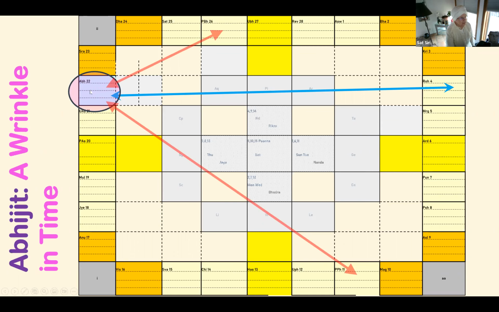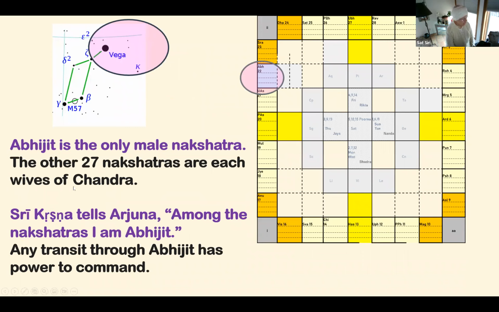And this is very special, but it's treated as if it's a full-size nakshatra as far as Vedhas and everything else go. And this is where Hari is said to have his abode. So this is a very powerful, sacred nakshatra. Abhijit is said to be the only male nakshatra. All the others are wives of Chandra, the moon god.